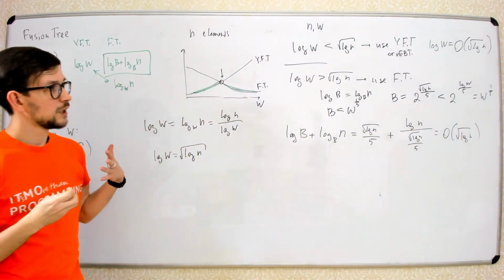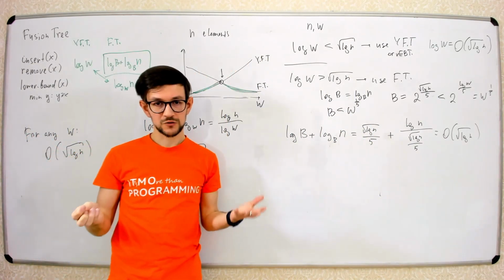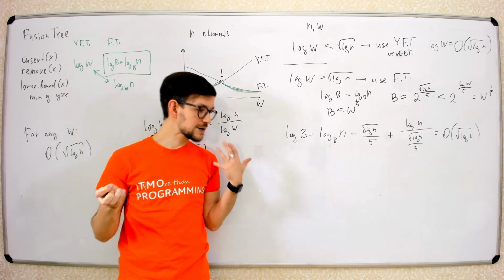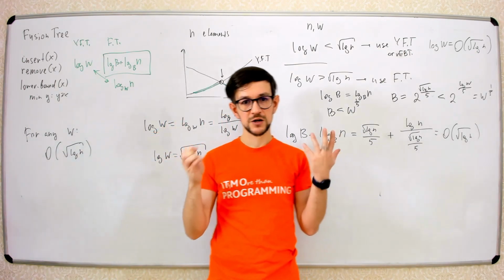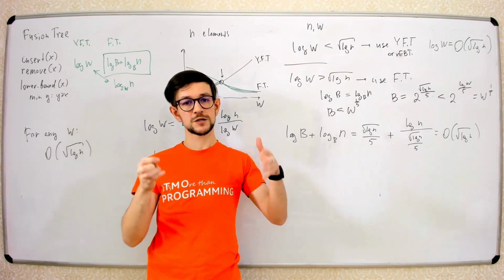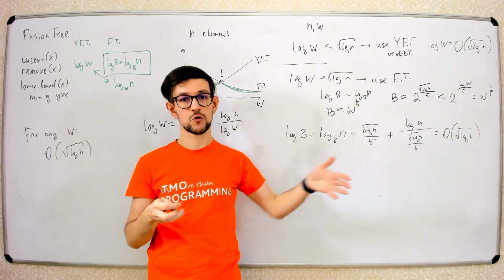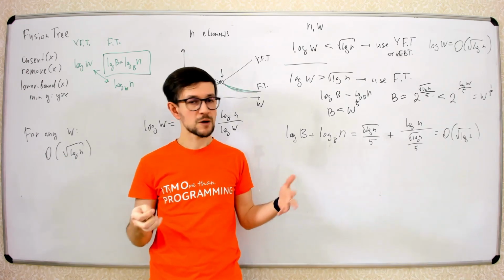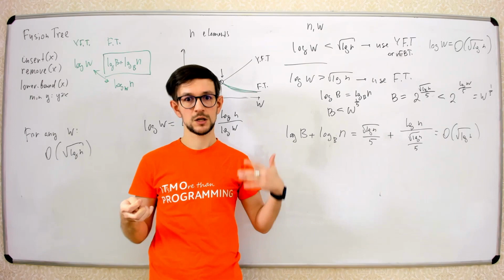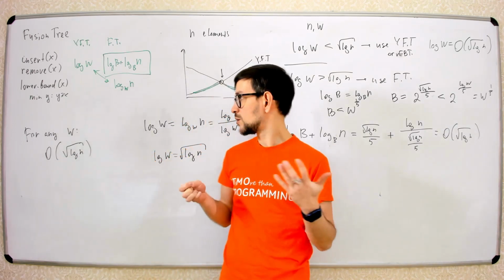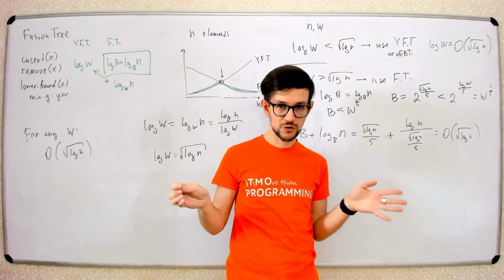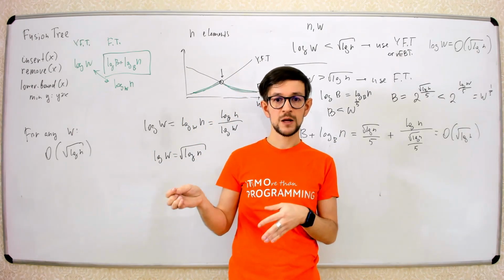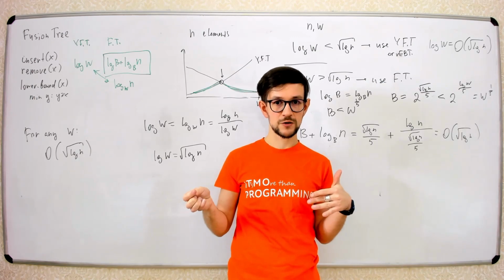So for all possible values of W, time complexity will be square root of log n. Why is it interesting? Because we have a data structure whose time complexity does not depend on the size of the word. So for all possible sizes of integers, we can build a data structure with time complexity less than log n. We just built a data structure with the same operations as a binary search tree, with time complexity less than in a binary search tree.